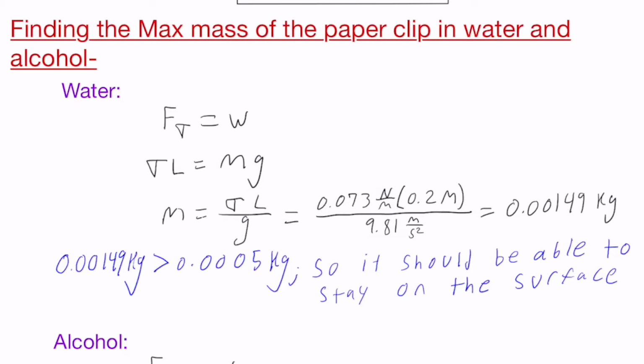So for the water, we start with the force of the surface tension is equal to the weight. The force of the surface tension becomes surface tension times length. Weight becomes mass times gravity. We solve for mass, plug in the numbers, and we get 0.00149 kilograms. That number is greater than the mass of the paperclip, so it should be able to stay on the surface of the water.